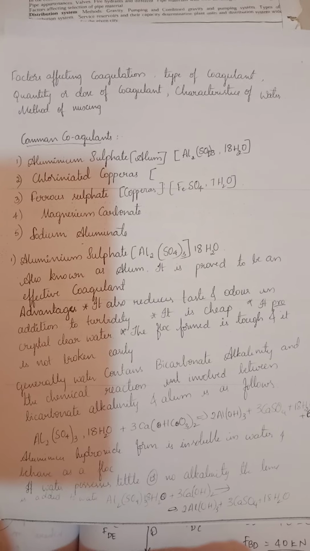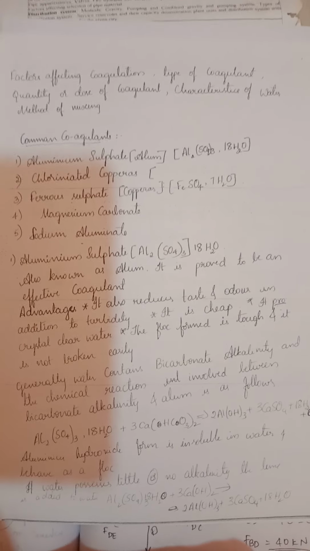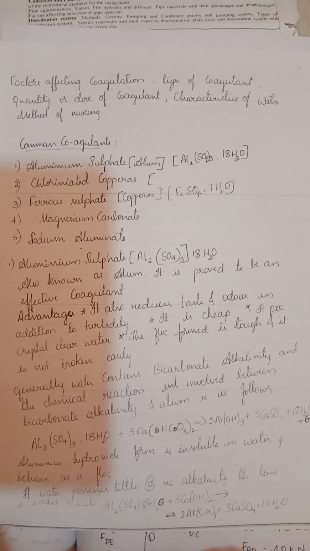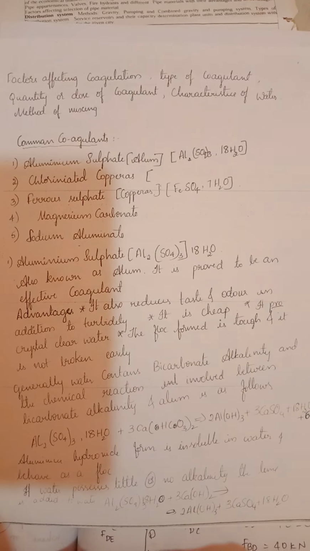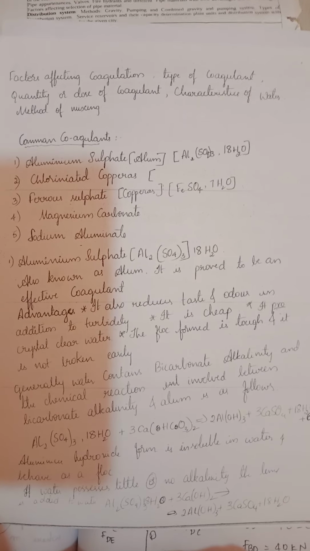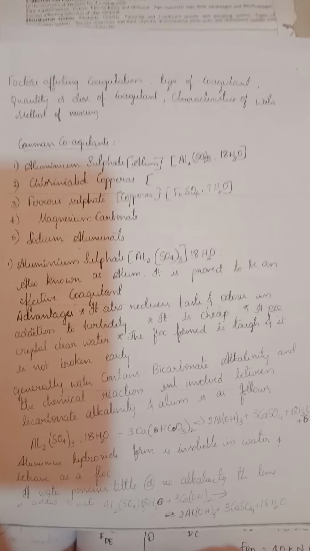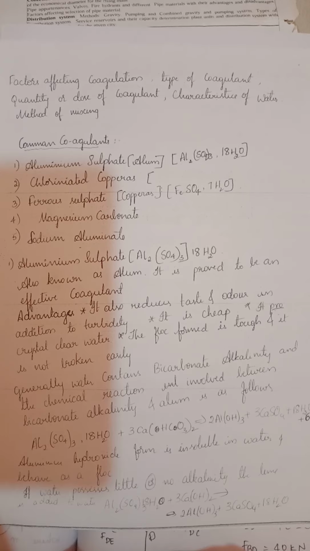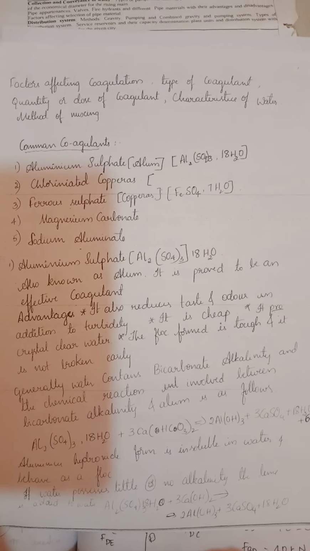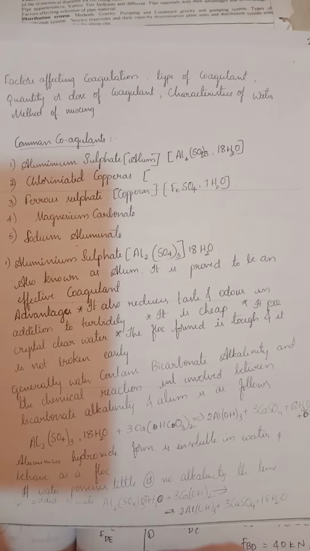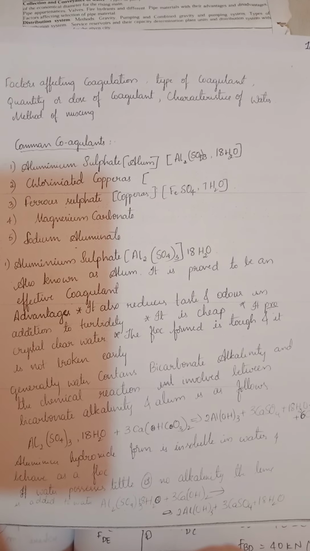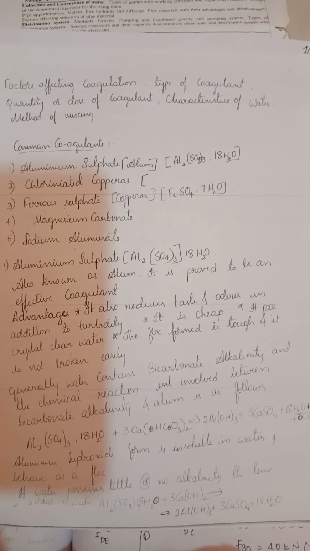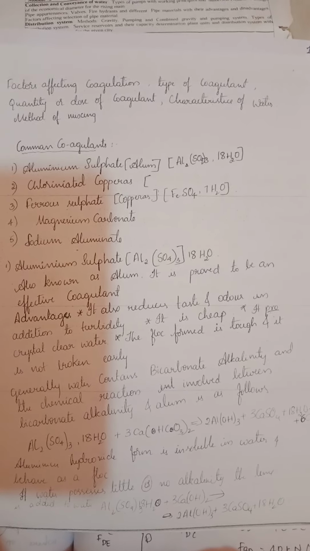Used for sedimentation, in general, we use alum as a coagulant. Alum can also be called aluminium sulfate. It is proved to be an effective coagulant, very effective when compared to the other coagulants. It reduces the taste, odor, and also reduces turbidity, and it is very cheap when compared to other coagulants. The chemical formula of aluminium sulfate or alum is Al2(SO4)3·18H2O.